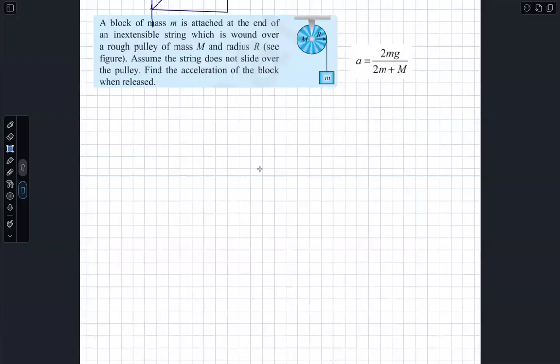Now see, in this situation, what is happening here? You have a block of mass m attached at the end of an inextensible string, which is wound over a rough pulley of mass capital M and radius capital R. Assume the string does not slide over the pulley. Find the acceleration of the block when released.